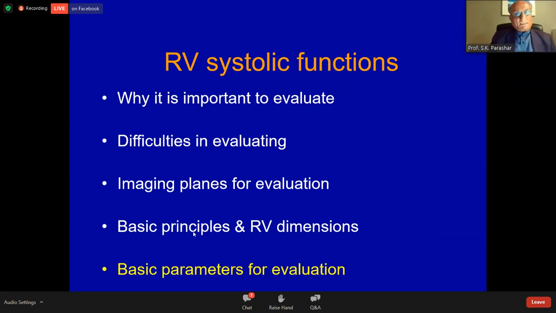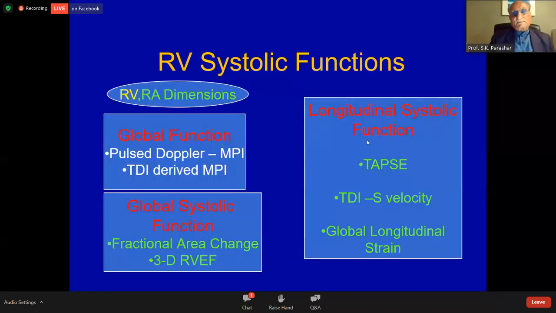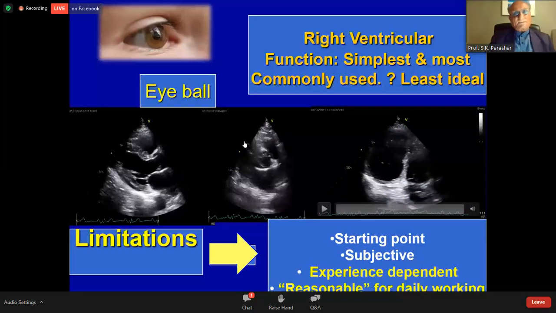So now coming to the basic parameters, remember, we never base our diagnosis on a single parameter, but at least 2 to 3 parameters must be utilized before we reach a diagnosis. Some of the longitudinal systolic functions are TAPSE, tissue Doppler S velocity, global longitudinal strain, and some of the fractional area changes and other things. And we'll discuss the advanced ones subsequently.